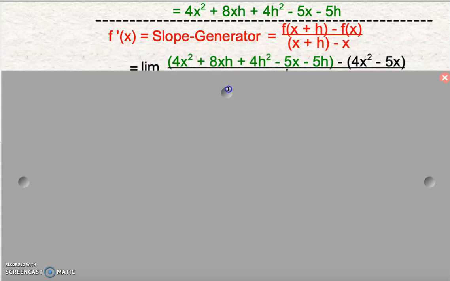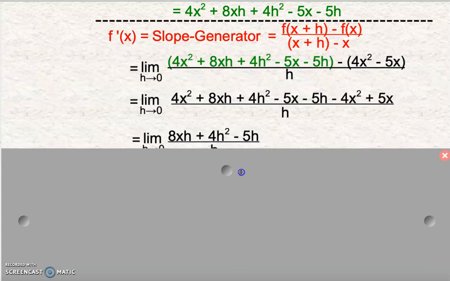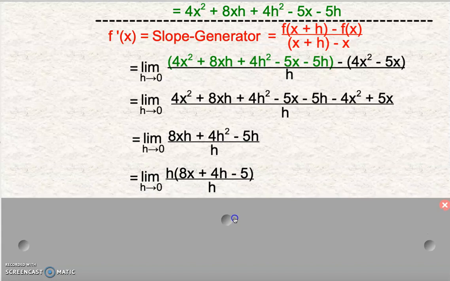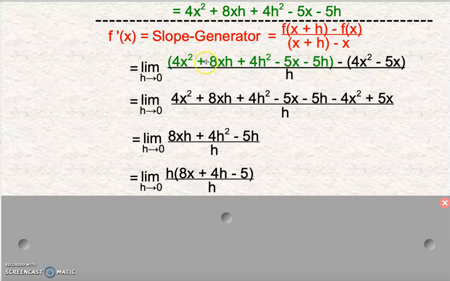Hey, welcome back. I hope you actually did it. Here we go. I'm going to show you all of my work for this. There you go. I plugged in my f of x plus h. I plugged in my f of x. I distributed the negative. I happened to go down here and say, oh, look at this, this 4x squared and this negative 4x squared canceled. This negative 5x and positive 5x canceled. I got all of this. I was able to get down here and those h's canceled.